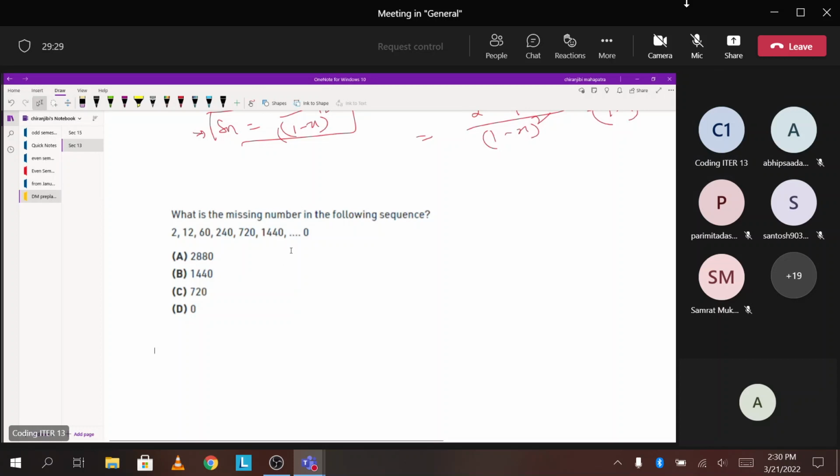We have to multiply first 2 into 6, that will be 12, then 5, then 4, then 3, then 2, then 1. Yeah, correct. So here 2 into 6 is multiplied, so 12. Then 12 into 5 is multiplied. And then 4 multiplied, then 3, then 2, then 1. So that's why this will be given as such. The answer is B.